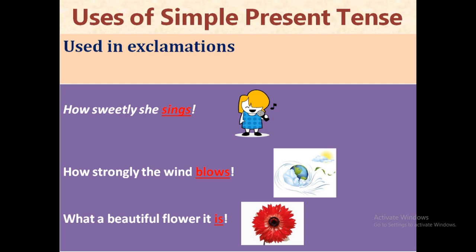Then the third use of simple present tense is this. It is used in exclamations. How sweetly she sings. And the simple present tense is used here. How strongly the wind blows. What a beautiful flower it is. All these sentences are exclamatory sentences, and in these exclamatory sentences we can use the simple present tense.